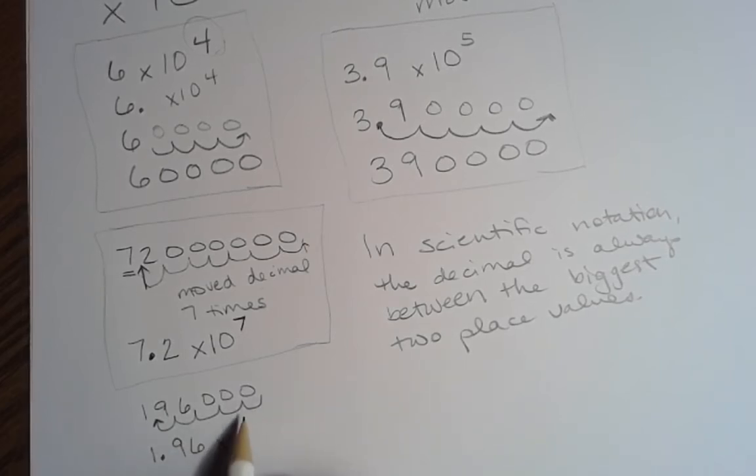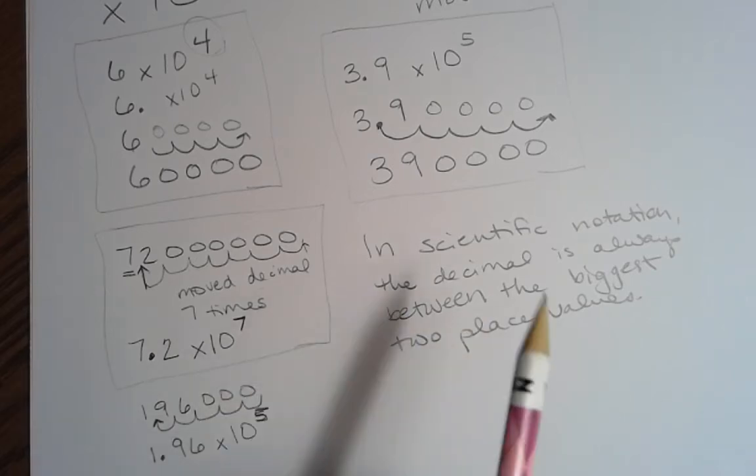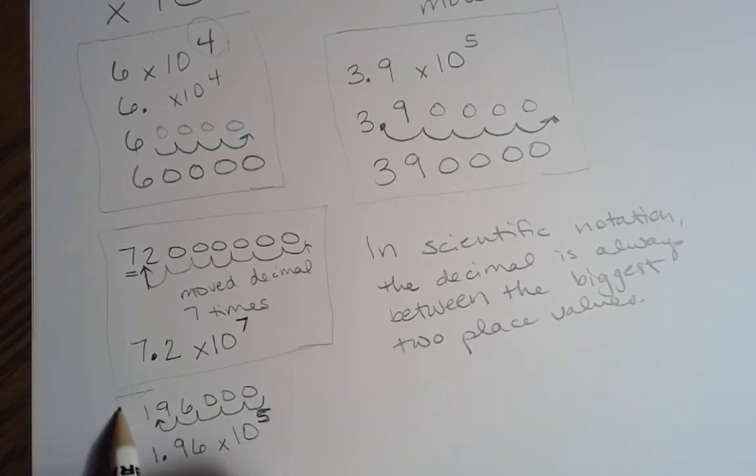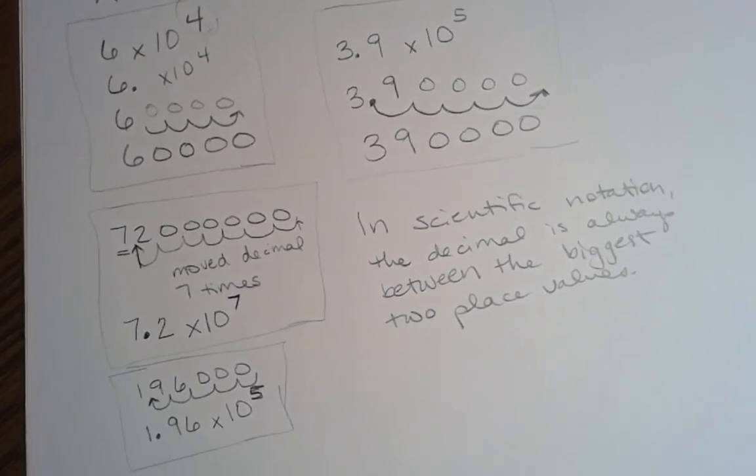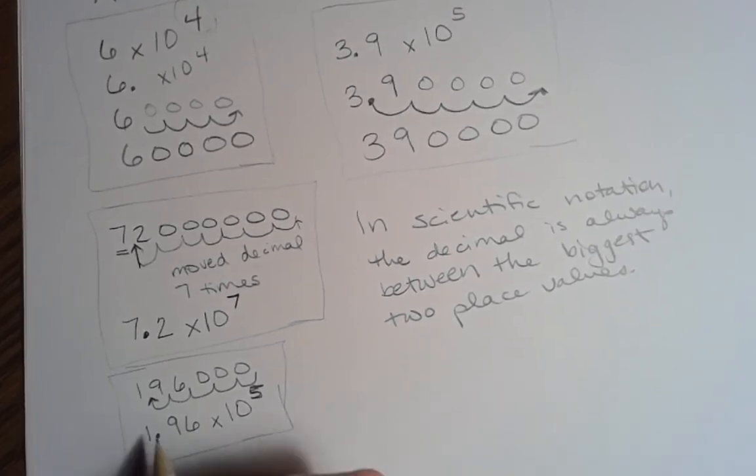We moved our decimal 5 times. So to show that we moved it 5 times, we're going to write that times 10 to the 5th. That does show up. Okay. And these are the same number. And instead of all those zeros, we can just say that is whatever the number is. Here it's 1.96 times 10 to the 5th. And that tells us that our number has a magnitude of 5. It's got 5, it's a size 5 number.